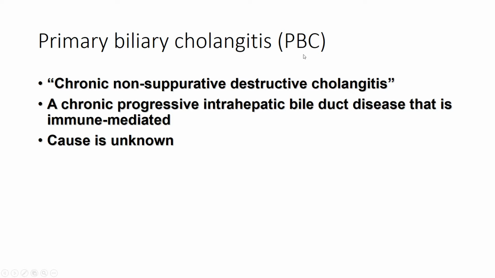The old term for this is primary biliary cirrhosis, which is a wrong term because you don't see cirrhosis in the earlier stages. So for many decades, primary biliary cirrhosis was the term applied even in the early stage in these middle-aged women. By definition, it's a chronic, non-suppurative, destructive cholangitis. It's a chronic, progressive, intrahepatic bile duct disease that is immune-mediated, but even up to now, the cause is unknown. They have implicated certain bacteria, certain viruses, but nothing definite still.